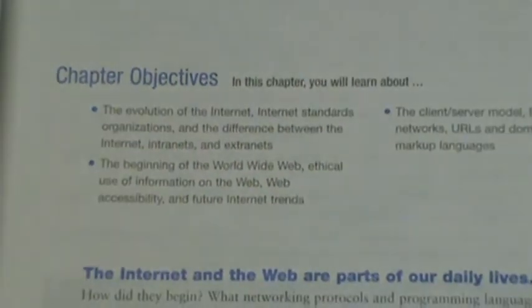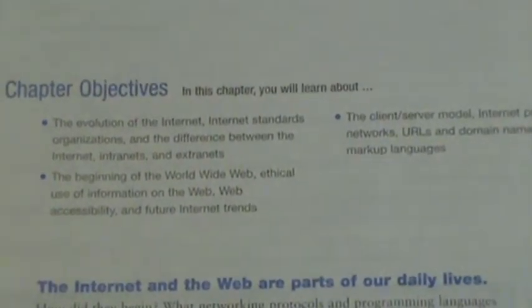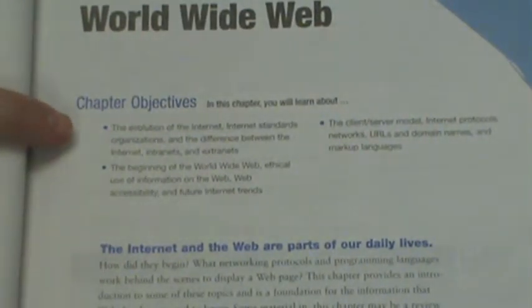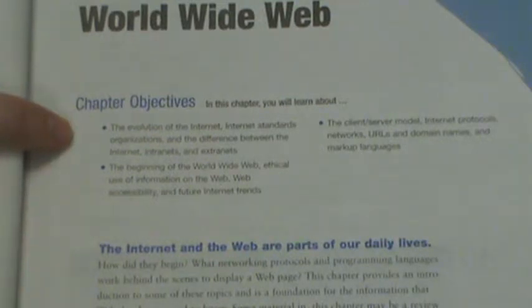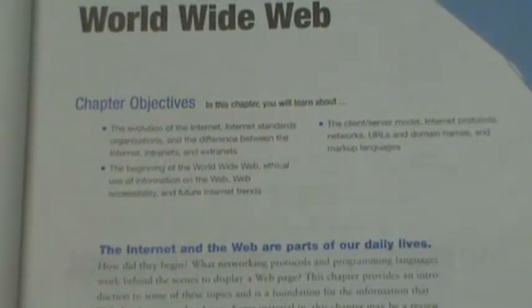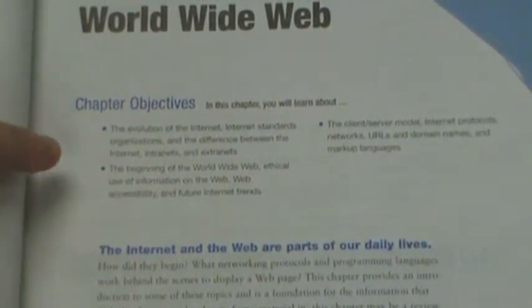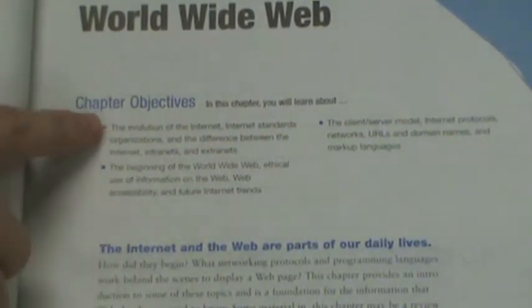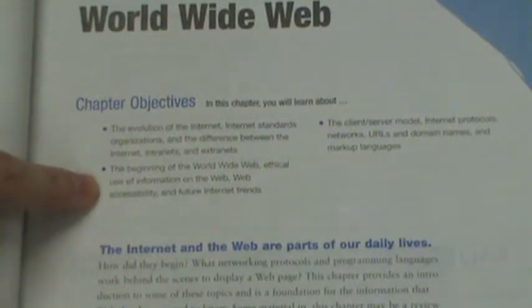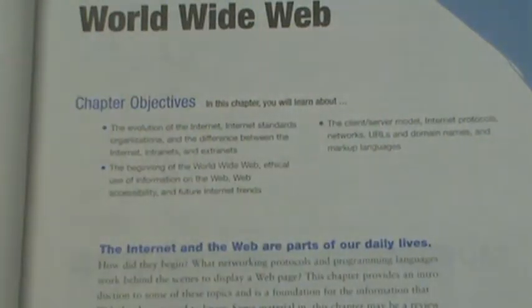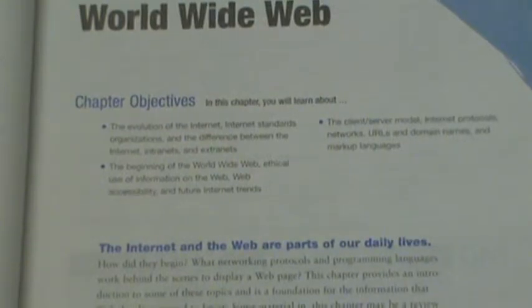And these are found generally at the beginning of a chapter. Not every textbook does objectives, but most of them do these days. And what they're going to tell you is the main points that you're supposed to have learned information about in that chapter. So for example, in this book about web design, they tell you the chapter objectives. In this chapter, you will learn about the evolution of the internet and standards, the beginning of the World Wide Web, and client-server models.